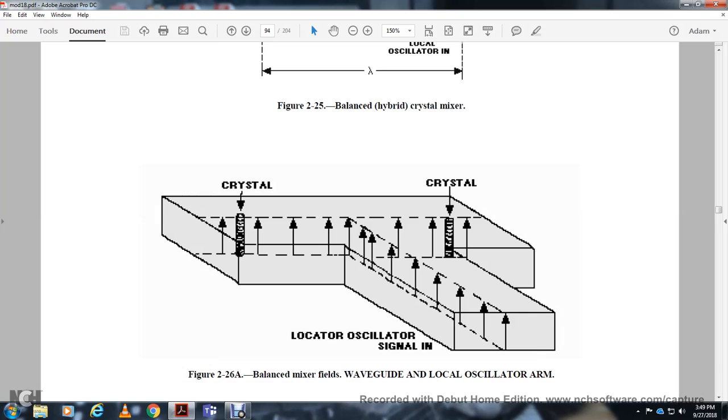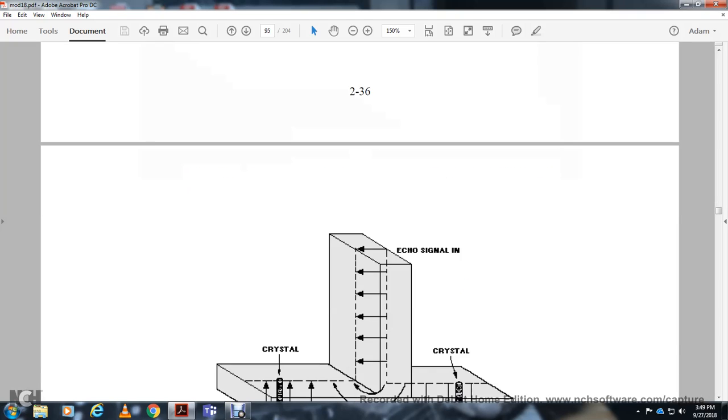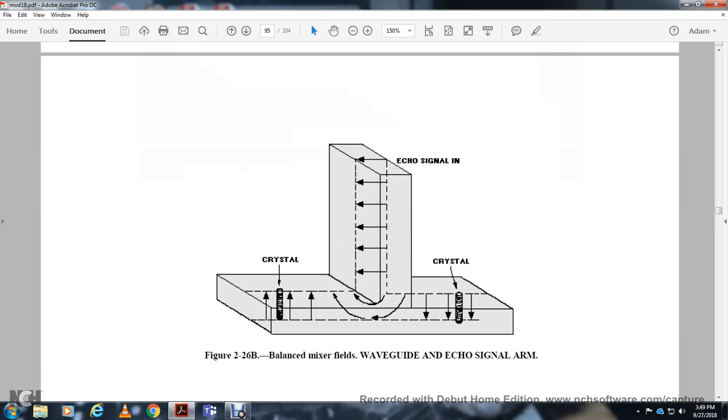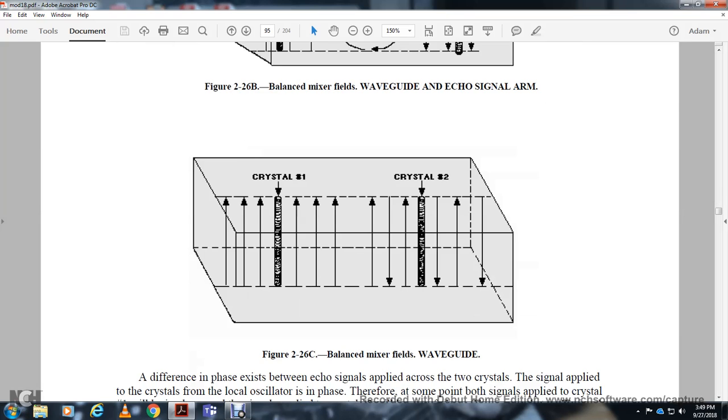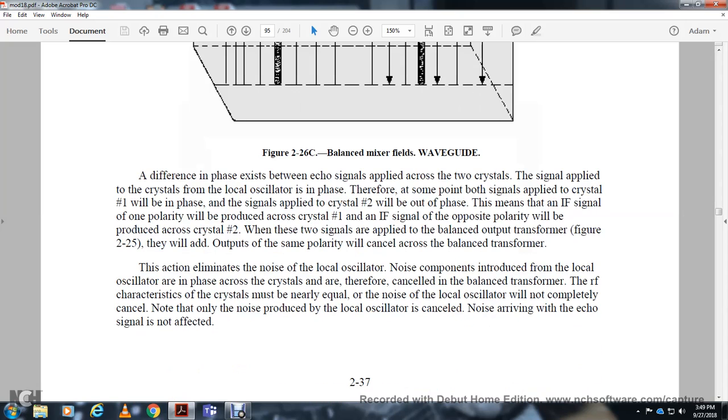You have your crystal local oscillator signal, balanced mixture field with the waveguide local oscillator arm. Your echo signal crystal and crystal balanced mixture field, waveguide echo signal, crystal 1 and crystal 2 mixture base waveguide. The echo signal is applied across the two crystals, and the local oscillator signal is applied to the two crystals. Number 1 will be in phase with the signal applied to the crystal. Number 2 will be out of phase.